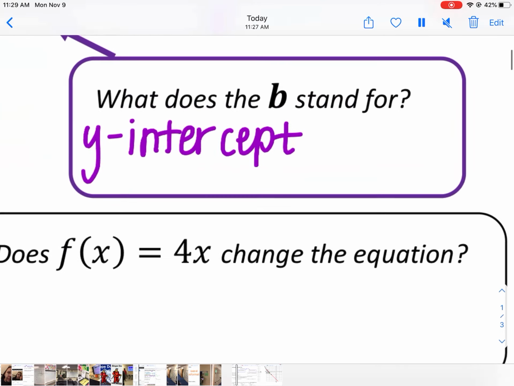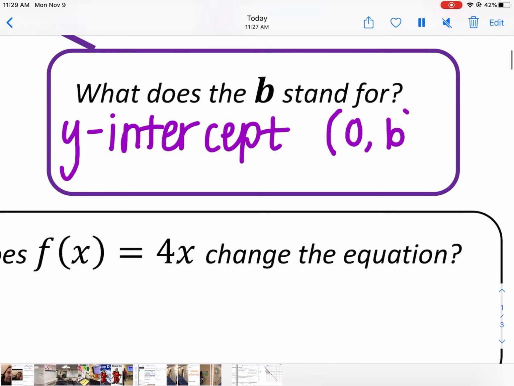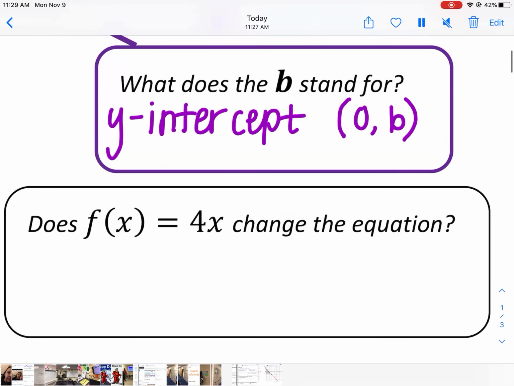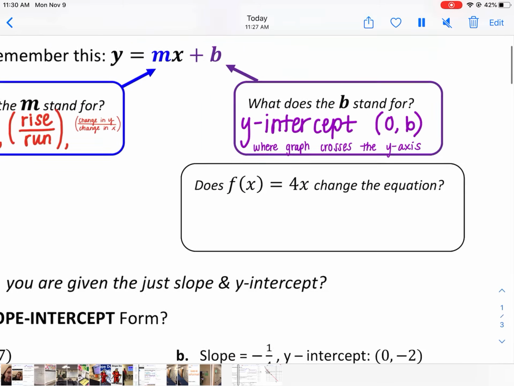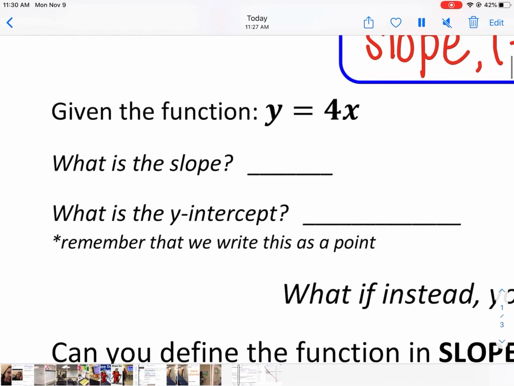So before we were given an equation, we found the slope and the intercept. Now we're going to be given the slope and the intercept, and we're going to write the equation. Now, please make sure your y-intercepts are written as an ordered pair. When x is 0, your y-intercept, whatever that may be, will proceed. So I wrote 0, comma b. That is where your graph crosses the y-axis.